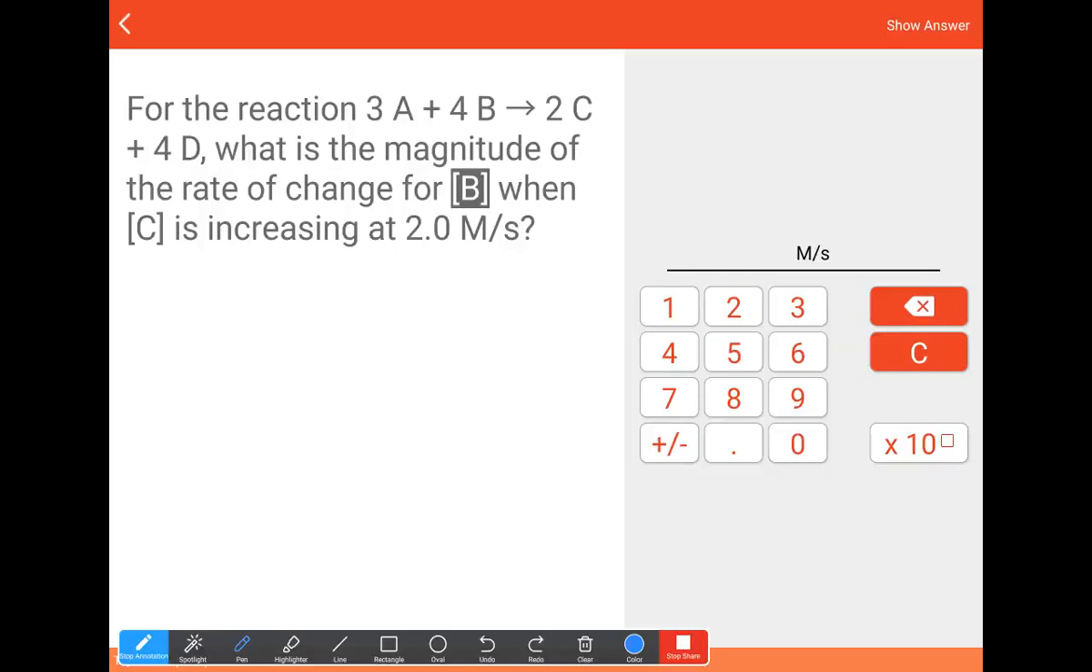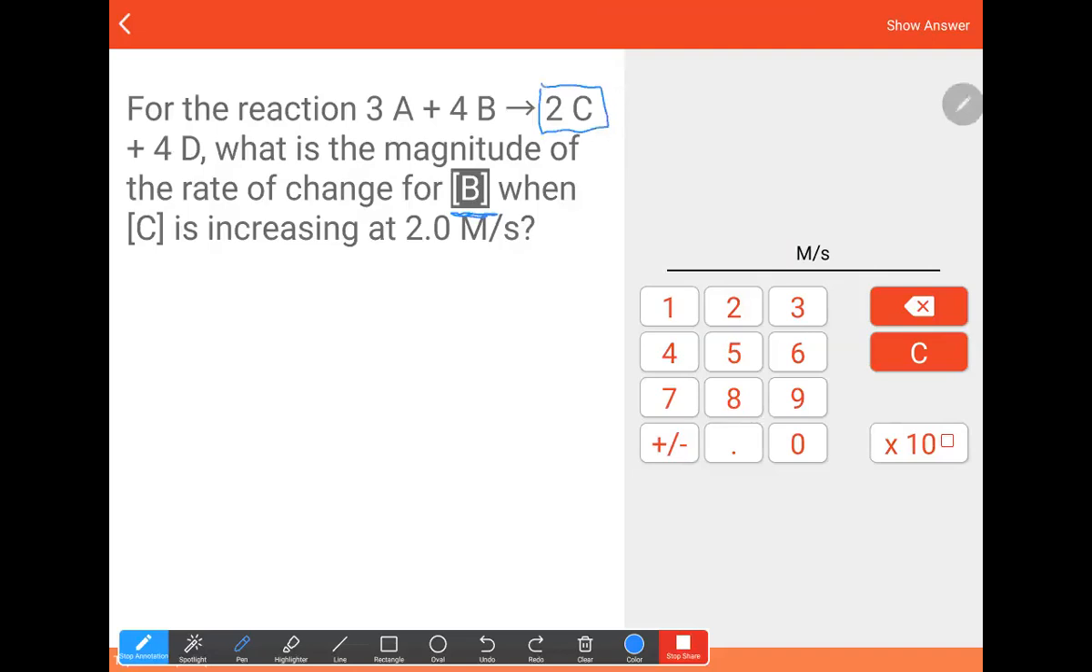All right, for this question, we're looking at comparing reaction rates between different parts of the chemical equation. In my particular question, we're looking at what is the change for B, which could be different for you, when C is increasing at 2 molarity per second. So C is a product.